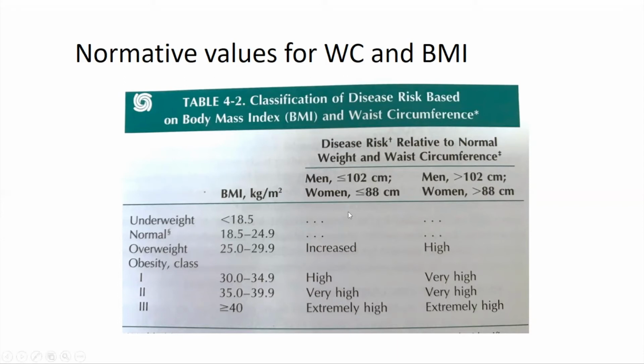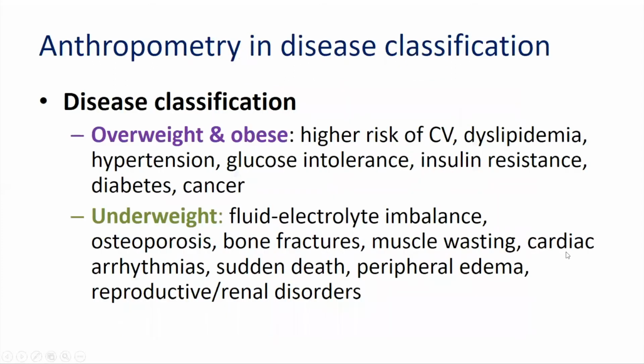Again, the waist circumferences are something that you also need to know, where the cutoff for men is 102 centimeters and the cutoff for women is 88 centimeters. So if the waist circumference of a man or woman falls above the cutoff range, it increases their risk of coronary artery disease, metabolic syndrome, type 2 diabetes.